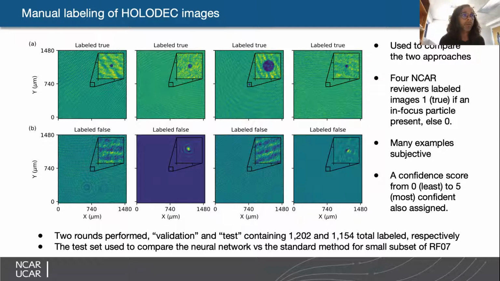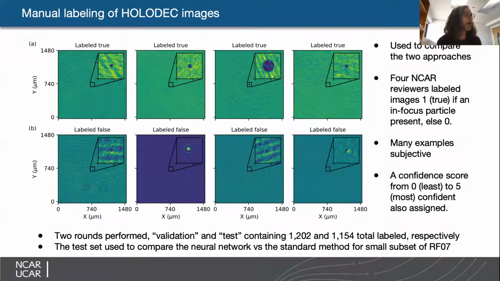Okay, and the main reason is because we need a way to benchmark how well the model is going to perform, as well as this enables us to compare against the standard method. Okay, so basically four of us here at NCAR manually labeled more than 2,000 examples of these, as you can see here.